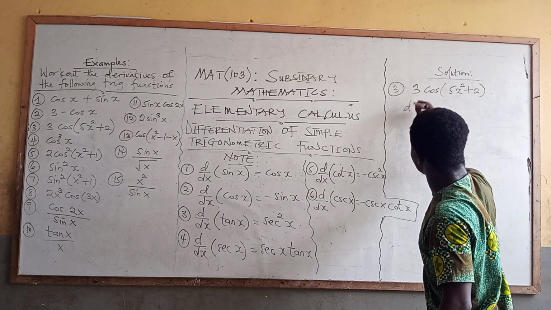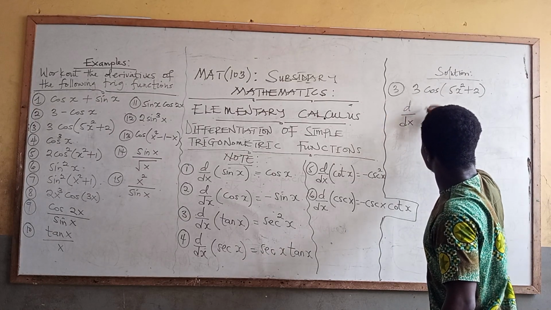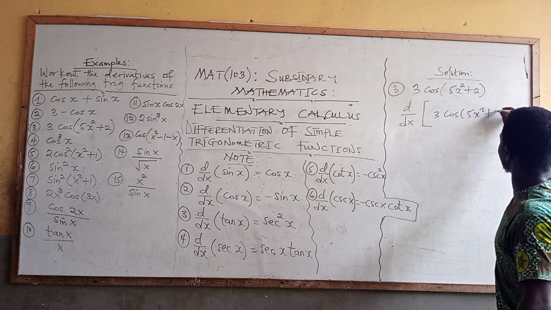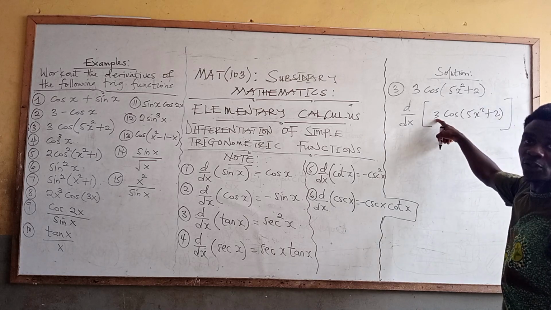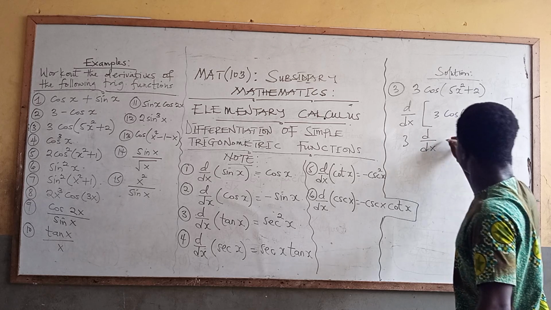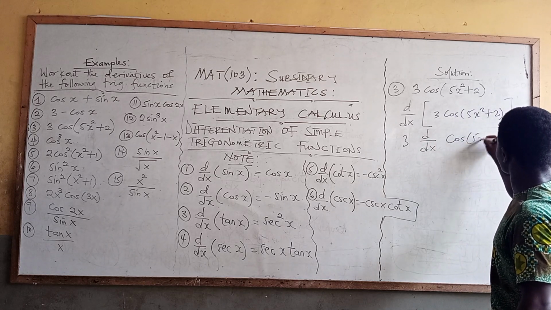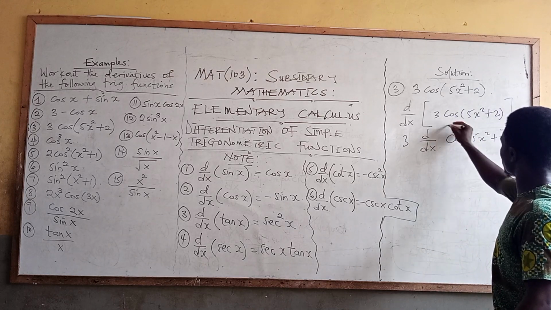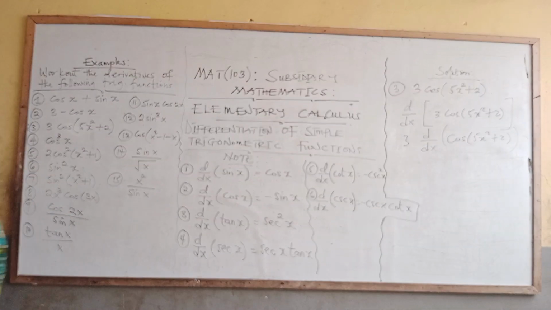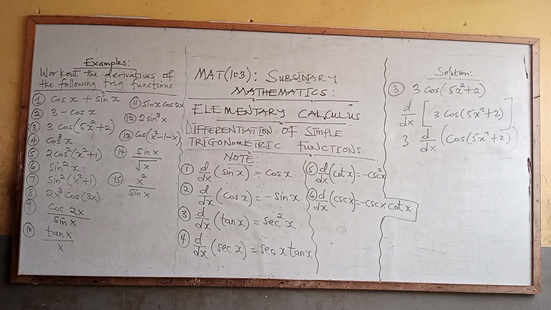So this is how we do it. I take d/dx of 3 cos(5x squared plus 2). I can factorize 3 out, so I get 3 times d/dx of cos(5x squared plus 2). So we factorized 3 out, which is very, very possible.